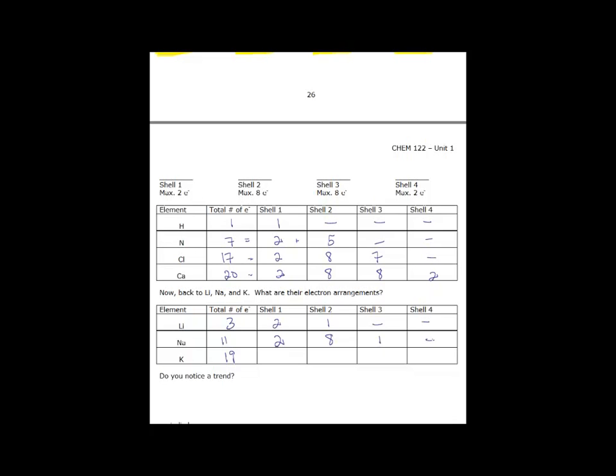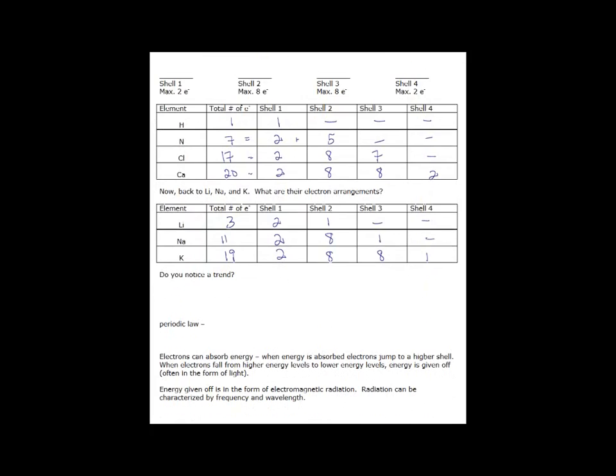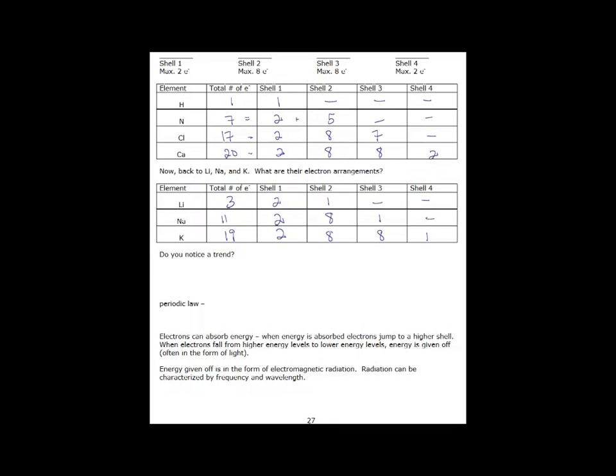And then potassium has 19 electrons that I need to park. So 2 go in shell 1, 8 go in shell 2, 8 go in shell 3, and 1 goes in shell 4. So, yeah, 19. Now, do you notice a trend with lithium, sodium, and potassium? Yes. The outer shell has 1 electron.